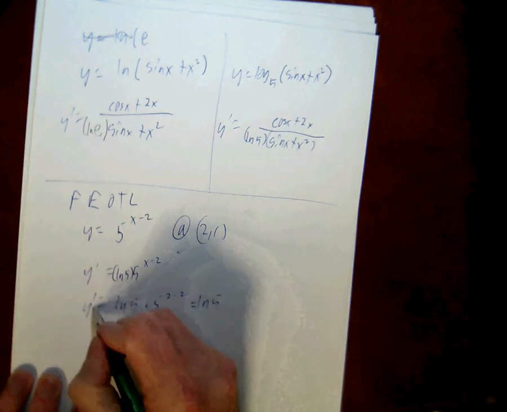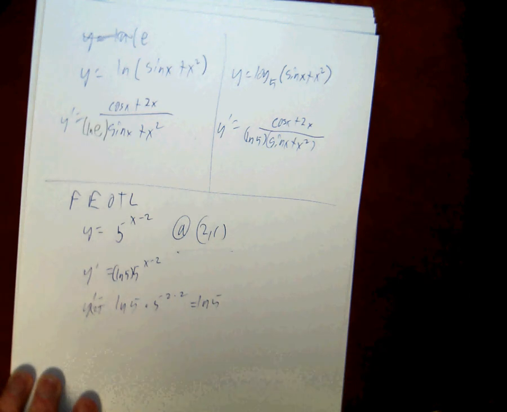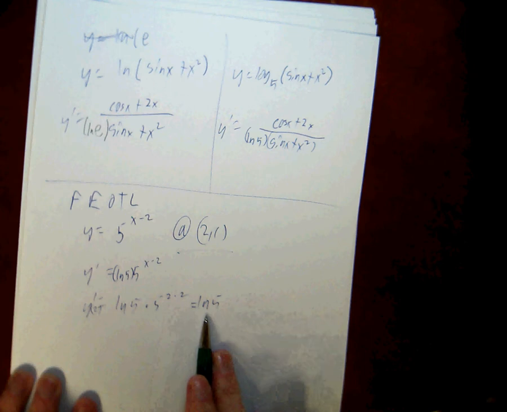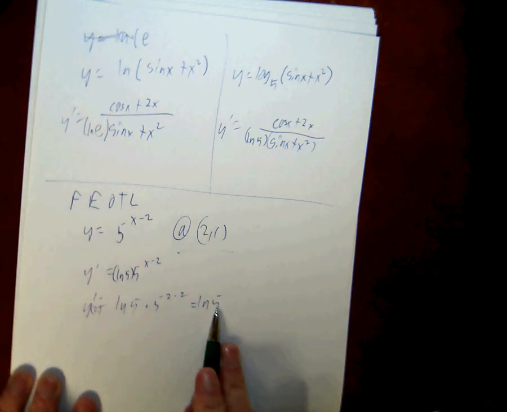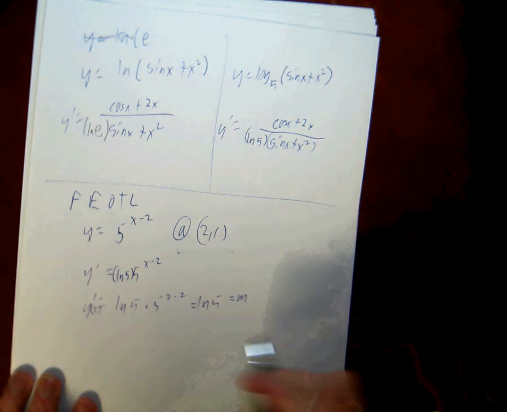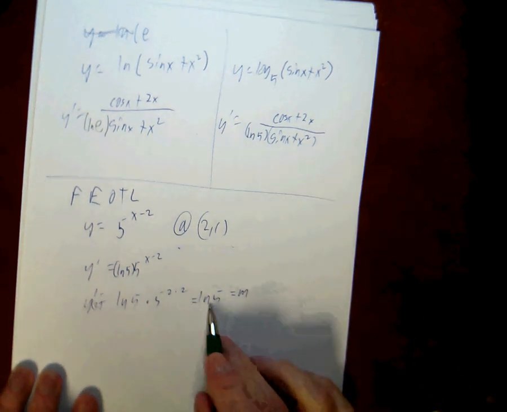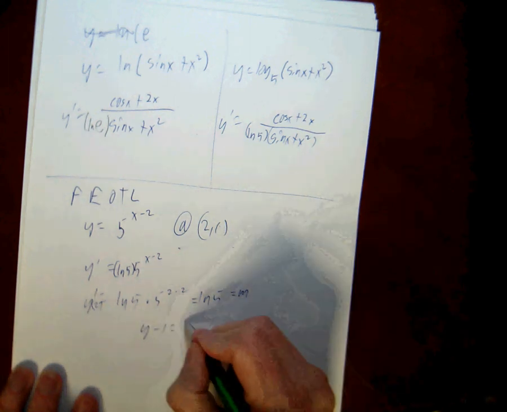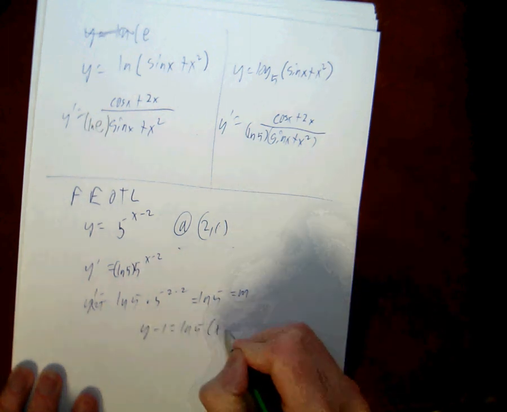Forgot to put a little parenthesis where I plugged in 2. So I take the derivative, plug in 2, and I end up with natural log of 5. Natural log of 5 is a number. Not a very nice number, but it's a number, and that's my slope. And so now to find my equation of the line, here's my slope, here's my point. So I get y minus 1 is equal to natural log of 5 times x minus 2.